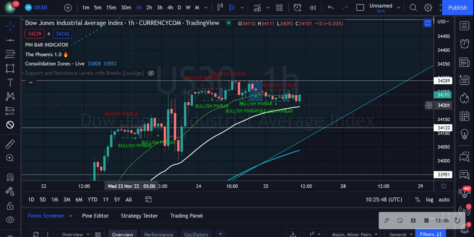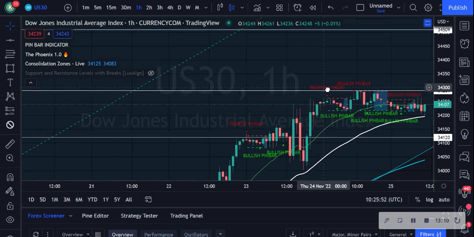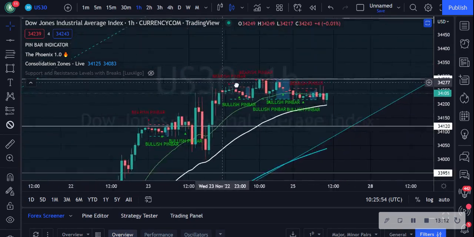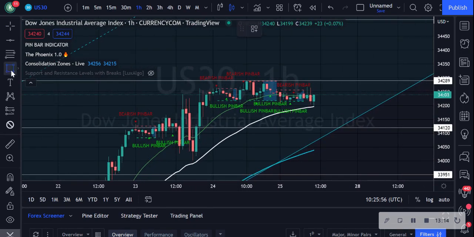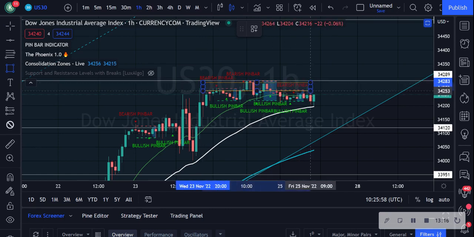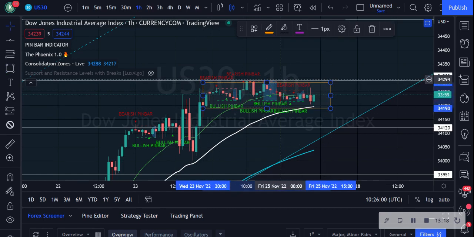Like when you see this kind of a zone, like this zone right here, you just want to kind of wait for it to do a breakout or something like that. For me, it's just very messy at the moment.